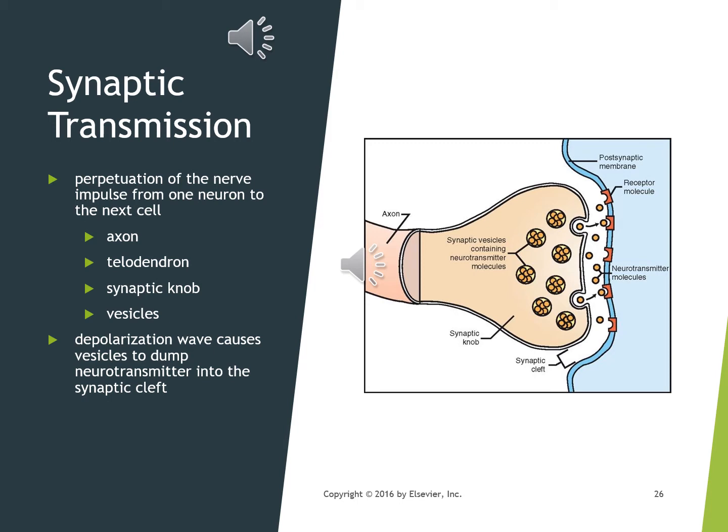In synaptic transmission, the nerve impulse from one neuron to the next cell travels down the axon to the telodendron to the synaptic knob, which is pictured here. And the depolarization waves cause the vesicles within that synaptic knob to dump the neurotransmitter into the synaptic cleft, which is that area or space in between the end of the synaptic knob of one neuron to the receptor end of another cell. And at the receptor end, there are receptor molecules embedded that are able to take on that neurotransmitter.